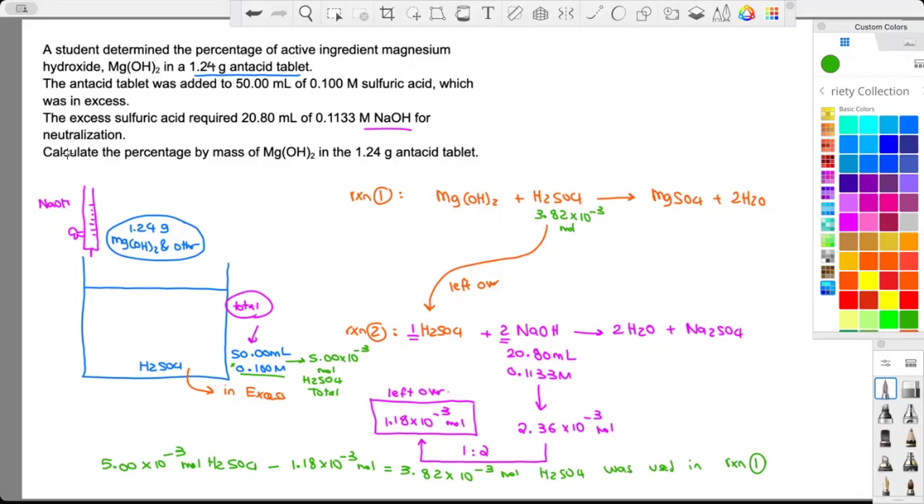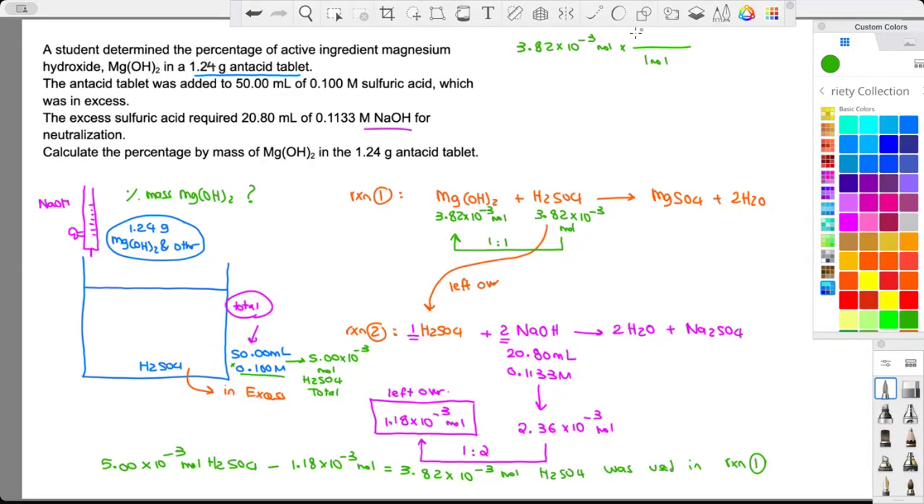Now, the question is, we want to find the percentage by mass of MgOH2 in that sample. So the percentage by mass of MgOH2 is the question mark. So to do that, we have to see how much MgOH2 was actually used in the first reaction. So what we do is we go backwards, again, doing a mole-to-mole ratio between them, and we realize that 3.82 times 10 to the negative 3 moles of MgOH2 was used in the sample. So that's technically the pure amount of MgOH2 inside the entire antacid tablet. So we can convert that to grams.